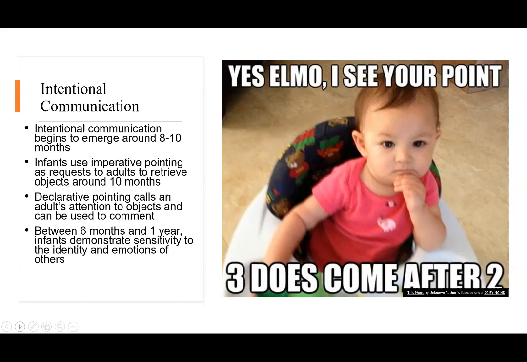All right, so the infants will start to use what's called imperative pointing around 10 months old. It's what they use when they need the adults in their environments basically to step and fetch. Declarative pointing, on the other hand, is more of a social process, where they will use that declarative pointing to say, hey, look at that. And whoa, it's a ball, or get me that thing.